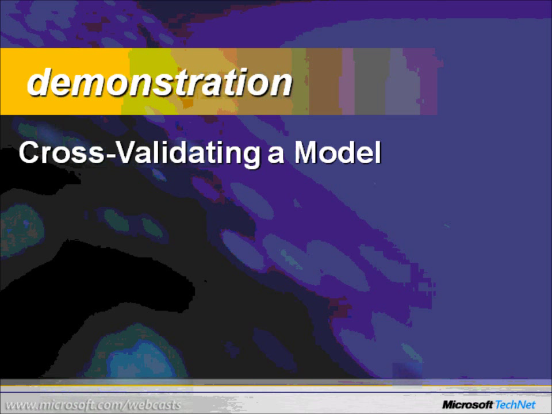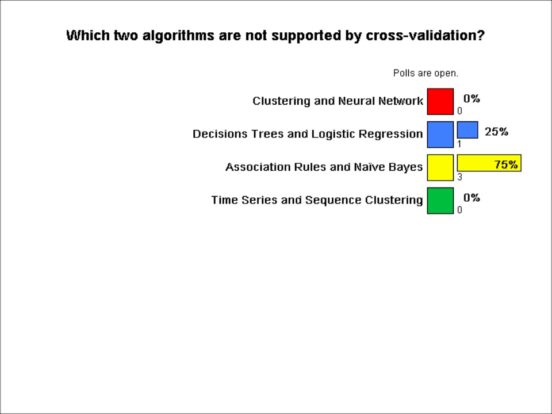Okay, great. Let's go back to the slides then. I'm going to leave this poll up a little bit longer, since I got a little feedback that I was going a bit fast on the polls. Which two algorithms are not supported by cross-validation? Anybody got any guesses? Looks like we have some brave souls out there.